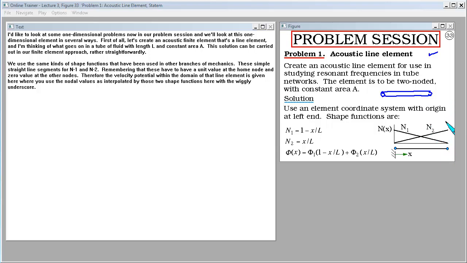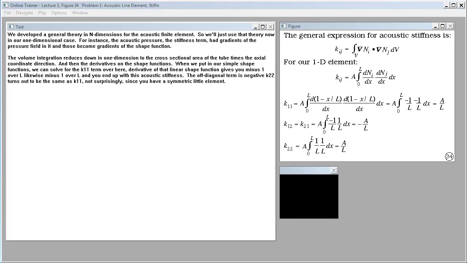We use the same kinds of shape functions that have been used in other branches of mechanics, these simple straight line segments for N1 and N2. Remembering that these have to have a unit value at the home node and zero value at the other nodes. Therefore, the velocity potential within the domain of that line element is given here, where you use the nodal values as interpolated by those two shape functions here with the wiggly underscore. We developed a general theory in n dimensions for the acoustic finite element. So we'll just use that theory now in our one-dimensional case.